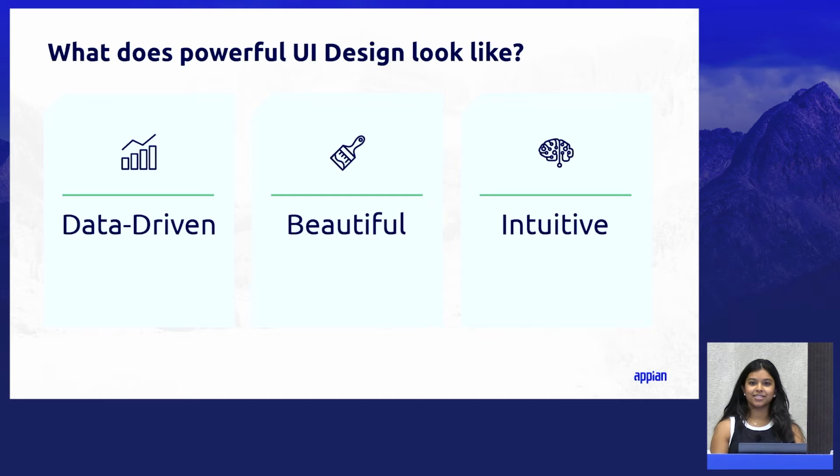And last but not least, intuitive. Your UI should be easy to understand from the get-go with a clear information hierarchy. For example, it should be intuitive to know what order you should consume the different elements of the UI and how they relate to each other.